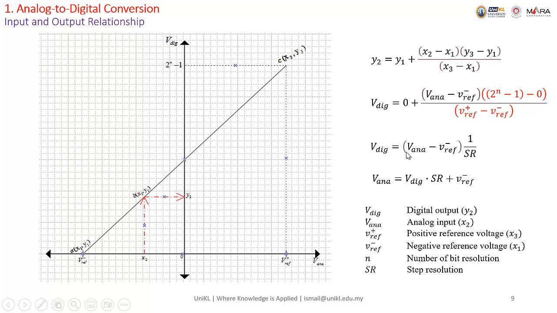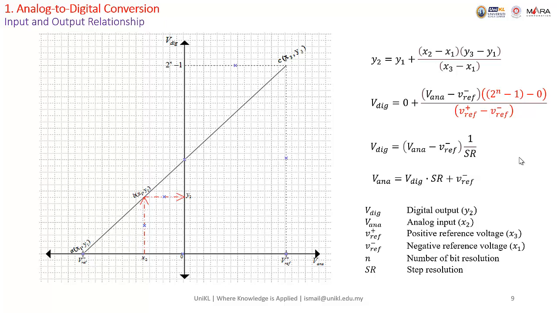So we have V digital equal to V analog minus Vref negative, okay, multiply with 1 over SR. What is SR? SR is the step resolution, which is equal to Vref positive minus Vref negative over 2 power of n minus 1. Step resolution is the smallest step that it takes for the analog signal to be converted into one bit. That is step resolution.